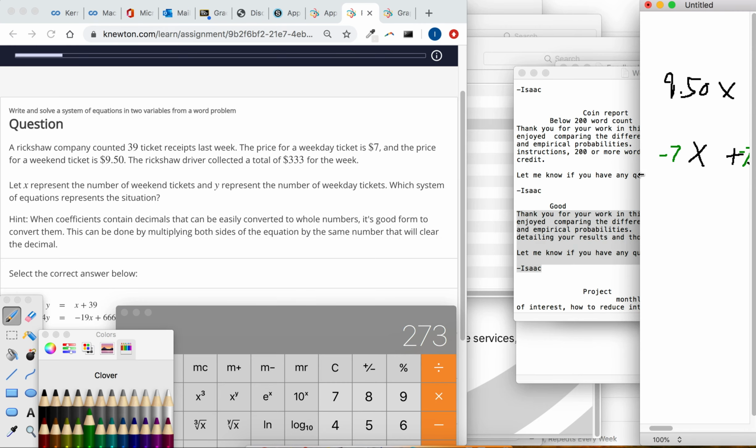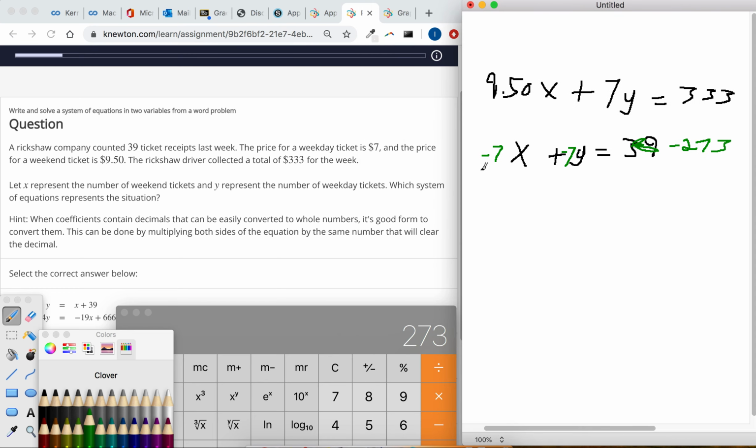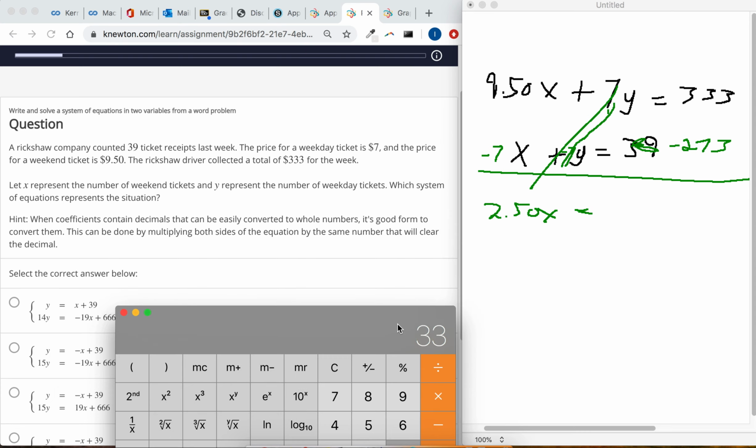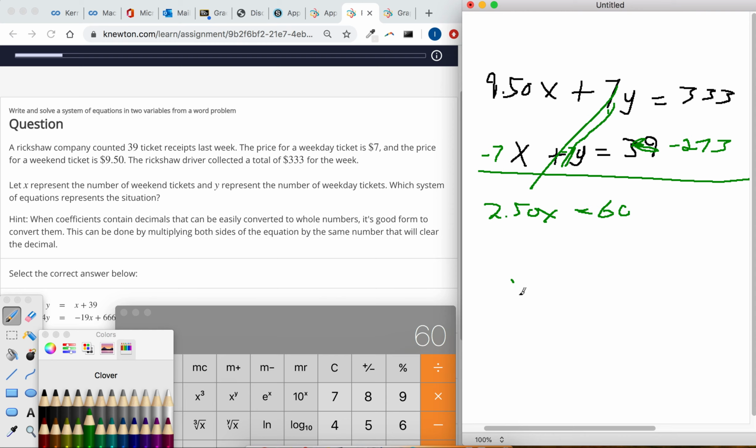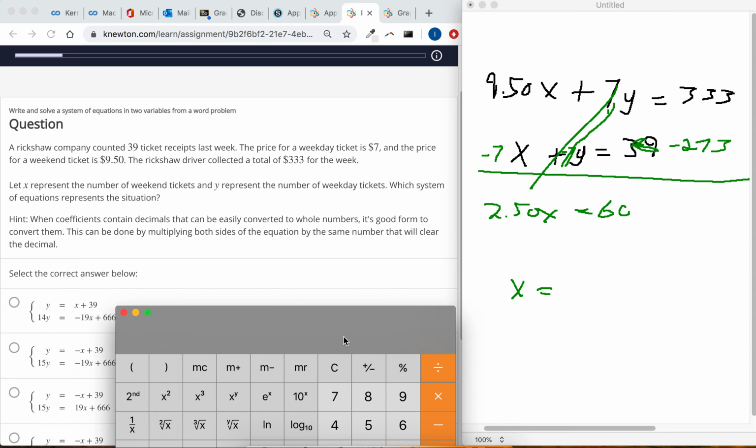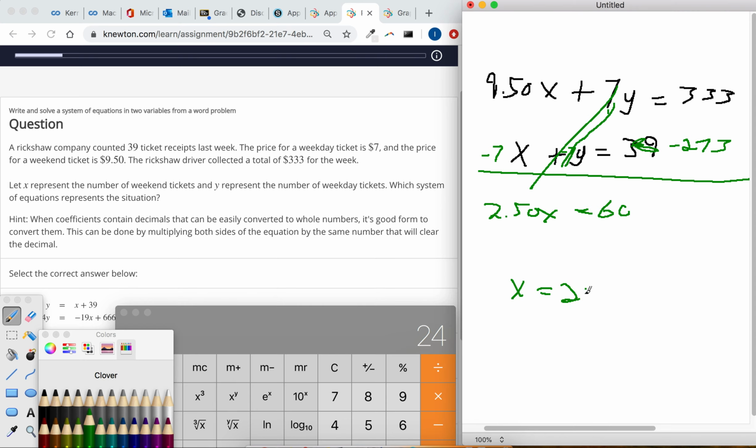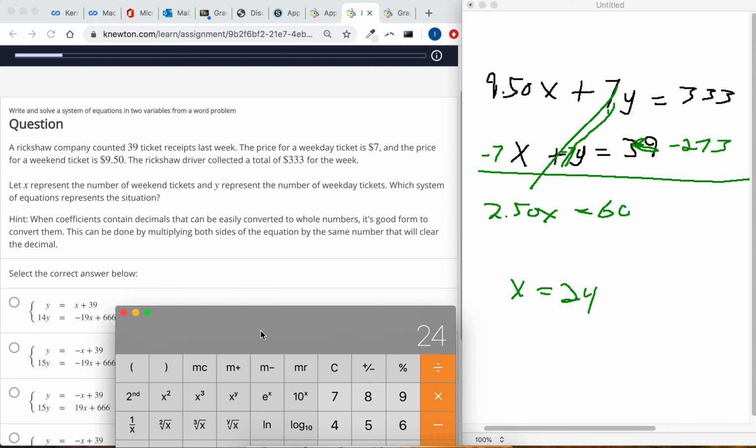I always found the elimination method was easier. So we're just adding the tops and the bottoms. So you get 2.50x. Those cancel out by design. And then 333 subtracted by 273. That makes 60. So the last step is divide both sides by 2.5. So we get x is 24. And so if there was 39 tickets total, then y should be 15.